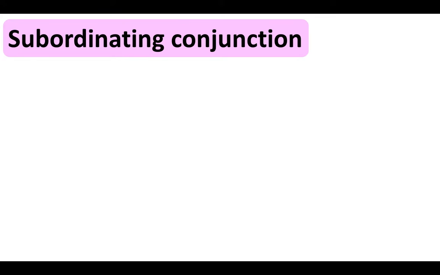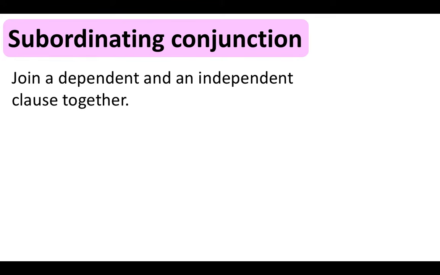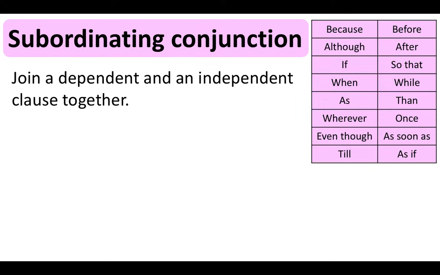Subordinating conjunction. This type of conjunction is used to join a dependent and an independent clause together. These include because, before, although, after, if, so that, when, while, as, than, wherever, once, even though, as soon as, till, as if. So there are two rules to remember when using subordinating conjunctions.